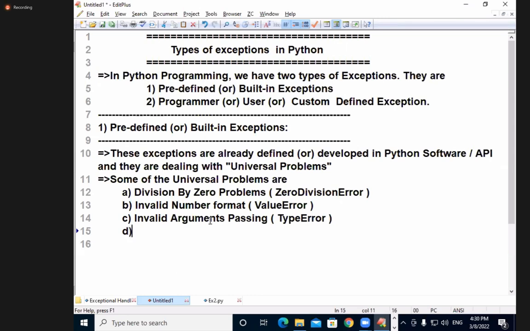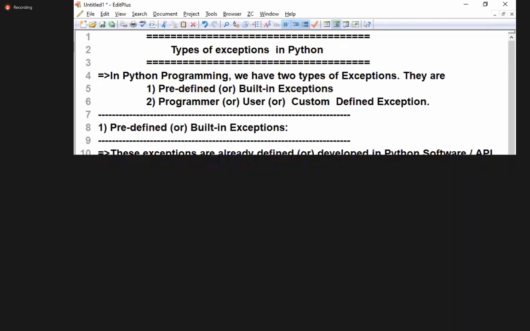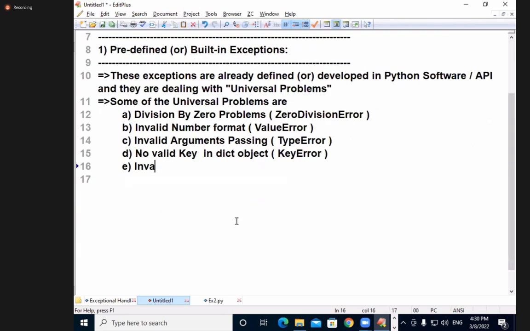And the next is invalid key, an invalid key in a dict object. Not only that, wherever an invalid key is passed. Now I'm going to give you one more kind of thing: invalid index in indexing operations. Which type of exception? Index error. So like that, etcetera.